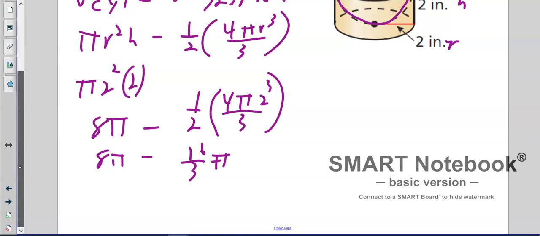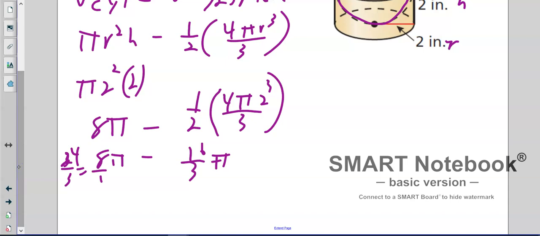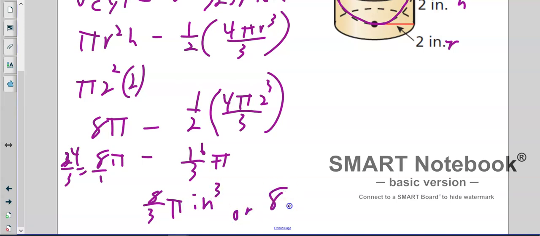So when you do the subtraction there, you need to find a common denominator. So you need to make 8 over 1 into thirds. So that's 24 thirds. So we do 24 thirds minus 16 thirds, we get 8 thirds pi cubic inches. Or if we multiply it out again, 8.38 inches cubed. Okay? And now it is the truth. That's the last lesson of this unit.